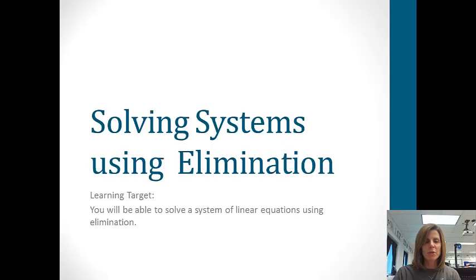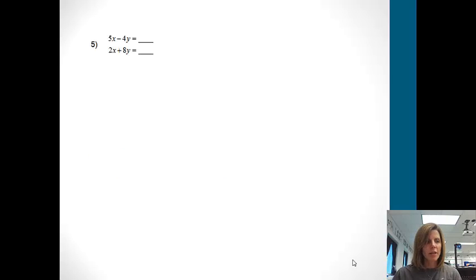Alright, solving systems using elimination, part 2. Our learning target is still going to be able to solve a system of linear equations using elimination. I'm just going to up the difficulty just a little bit. So here we go. Alright, example 5.